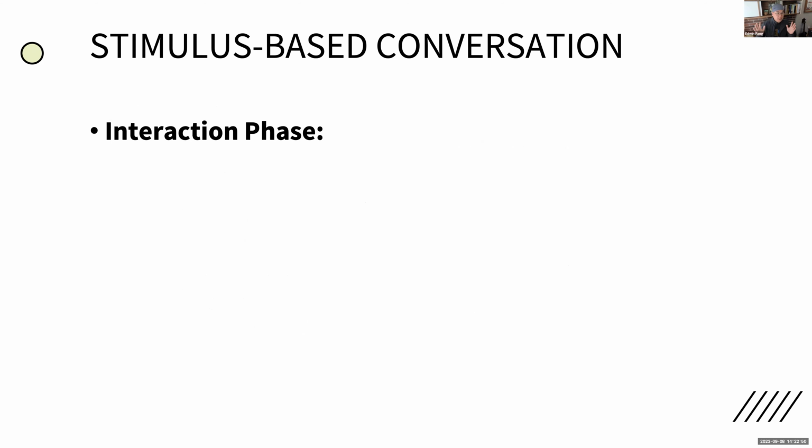Okay, so a few points to note about interaction. This is called stimulus-based conversation. This is not called stimulus-based, I look at the table, or stimulus-based, I look at the paper, or stimulus-based, I look elsewhere, or stimulus-based, I just look at myself. Okay, it is stimulus-based conversation, meaning you have eye contact with the person you are talking to.